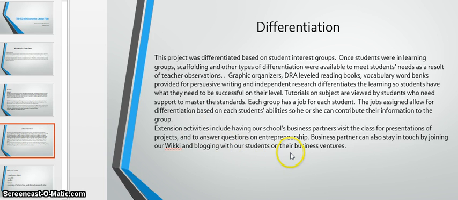And then for extension, we have business partners who hear the presentations of the groups and then stay in touch and share information, whether at their school or on a blog or wiki, so the students were able to bring their product, their actual presentation, out into the community and have that connection to make it more meaningful.